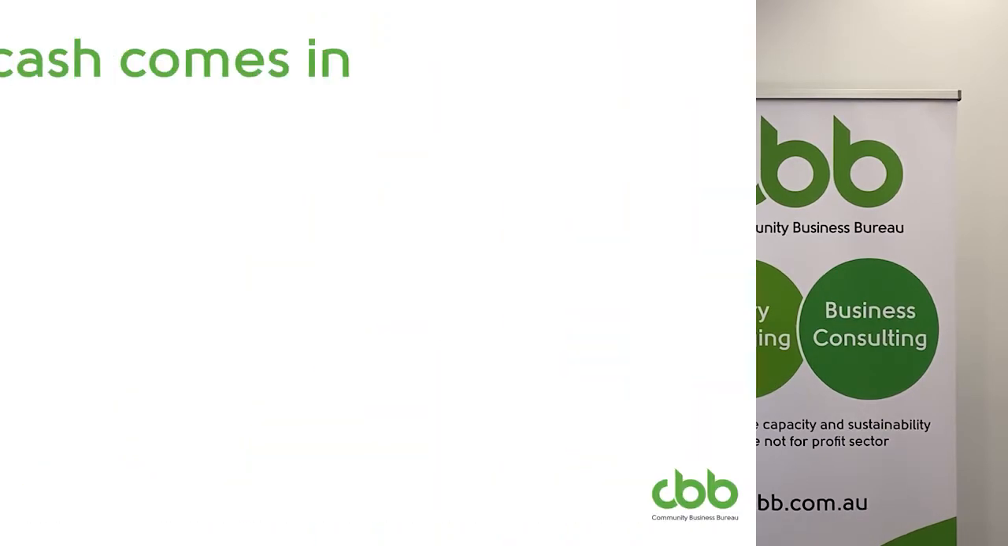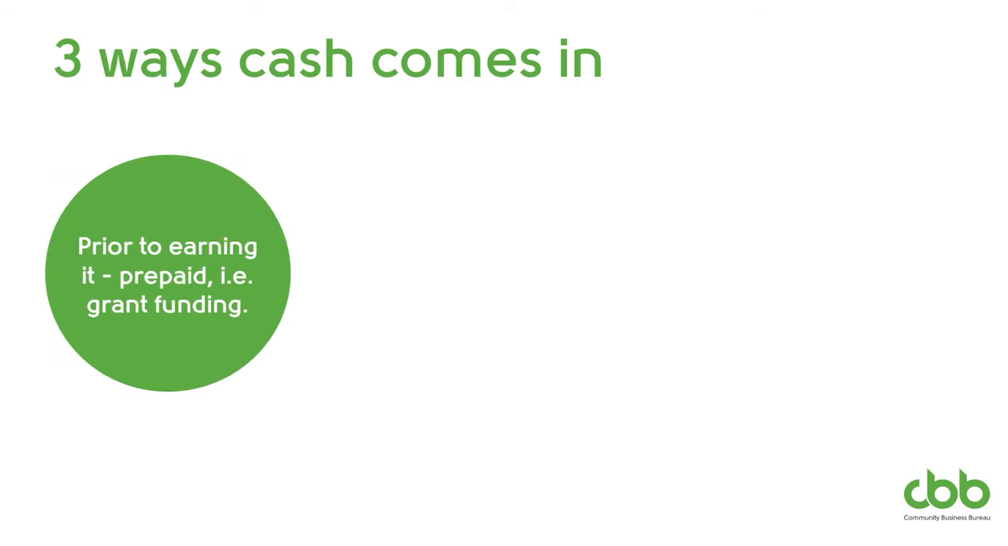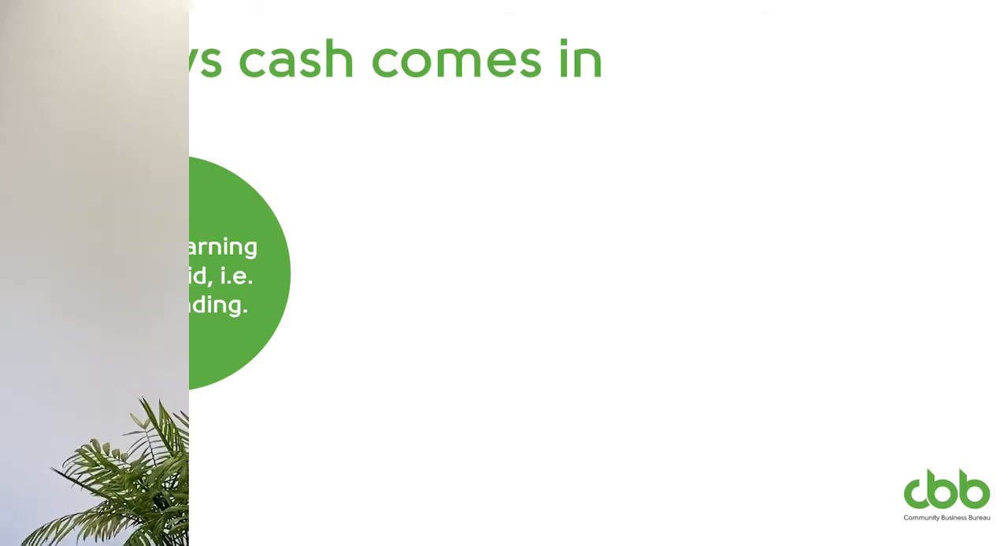Some businesses can be seasonal and receive the majority of their revenue in a short part of the year, but have expenses incurred across the full year. Cash related to revenue will come in at one of 3 time periods, either prior to earning your revenue, so that's when you're prepaid for the services that you provide, and an example of that might be when you get a grant paid to your organisation prior to services being provided.